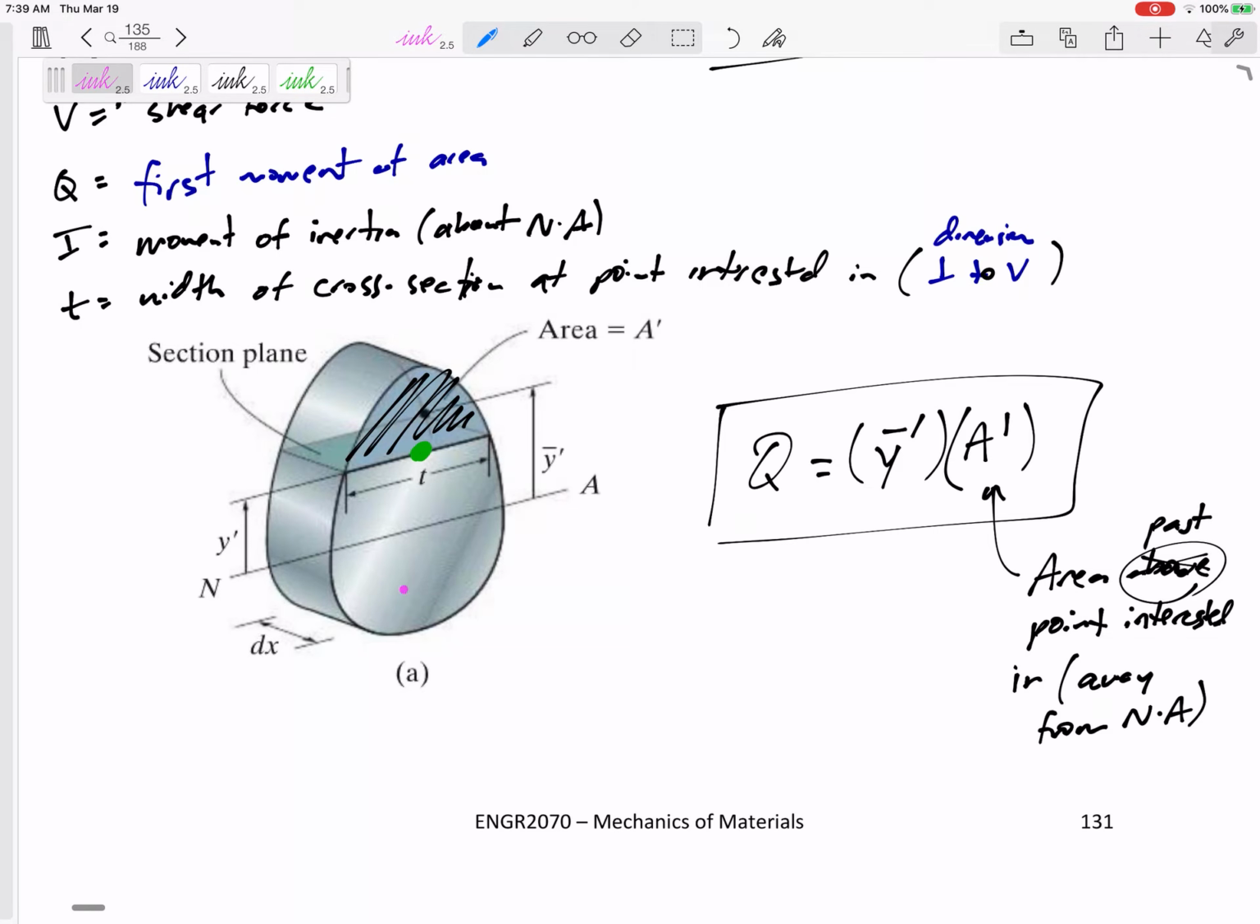What if I'm interested in this point right here? If I want to know the stress in that point, and so if I want to know the Q at that point, the A prime would be that area.